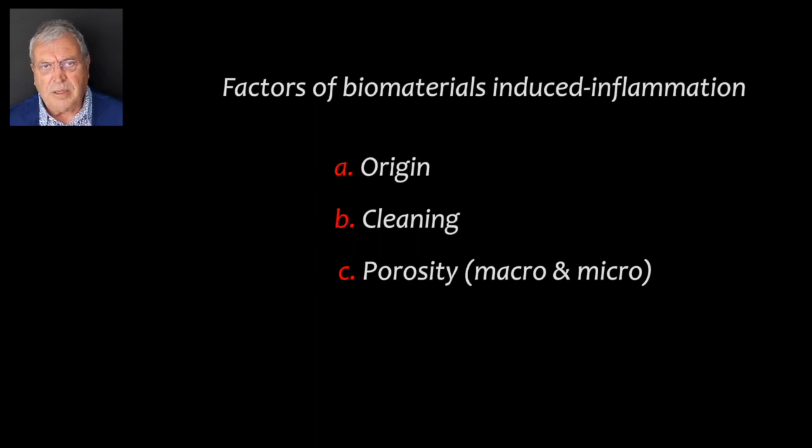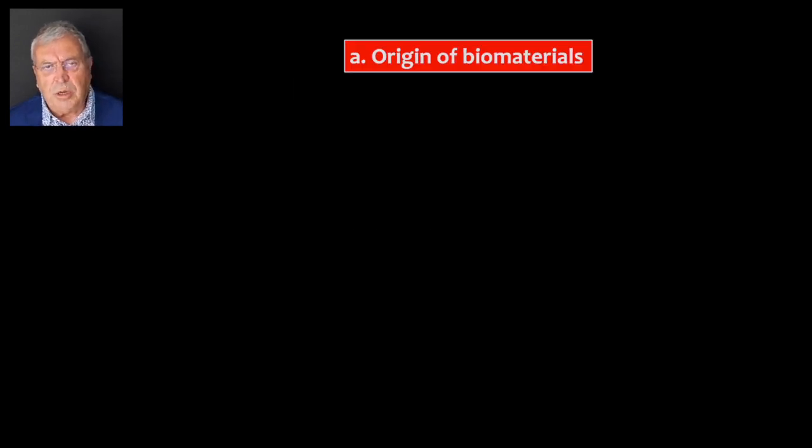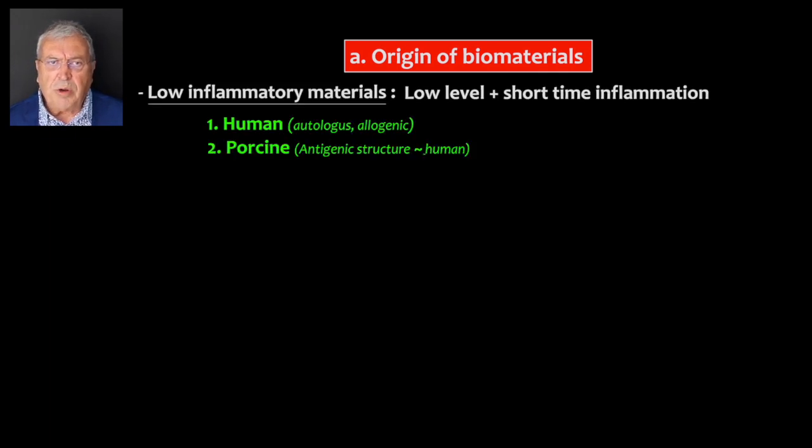Let's analyze the inflammation induced by biomaterials. We have three factors: origin, cleaning, and porosity. First, the origin. When we use low inflammatory material such as human or porcine, we meet a low level and short-time inflammation. Why is porcine low inflammatory? Because its antigenicity is very close to human.